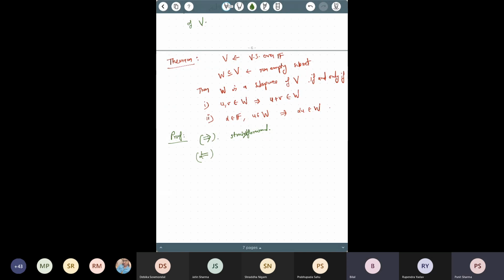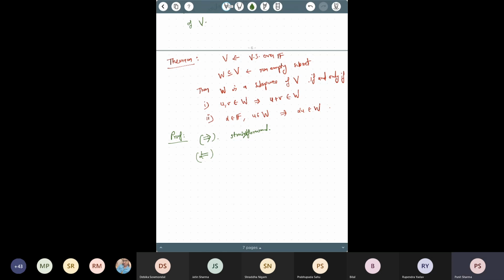W is closed under addition and scalar multiplication. Then we have to prove W is a vector space. In order to prove that W is a vector space, you need to check whether this addition and scalar multiplication satisfy these 8 conditions of a vector space or not. Now some of these conditions are very straightforward, you don't have to check them.